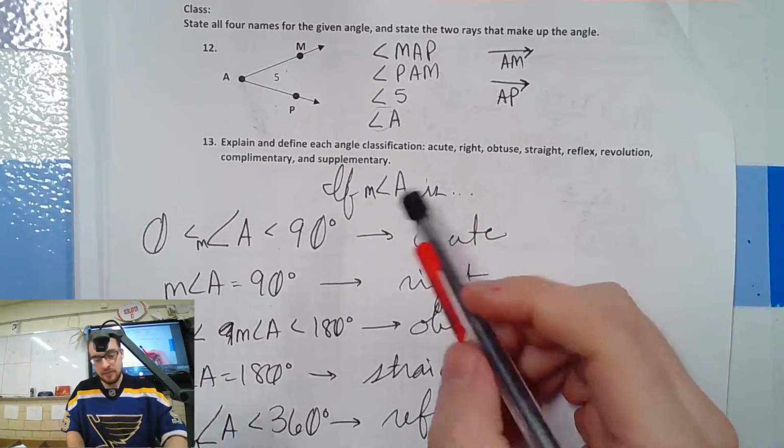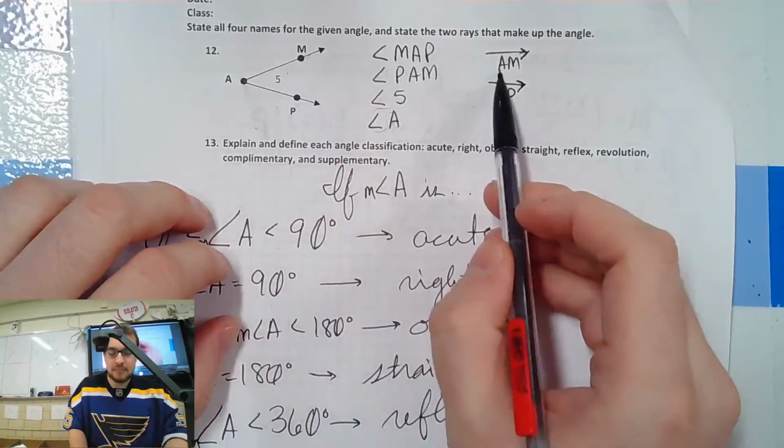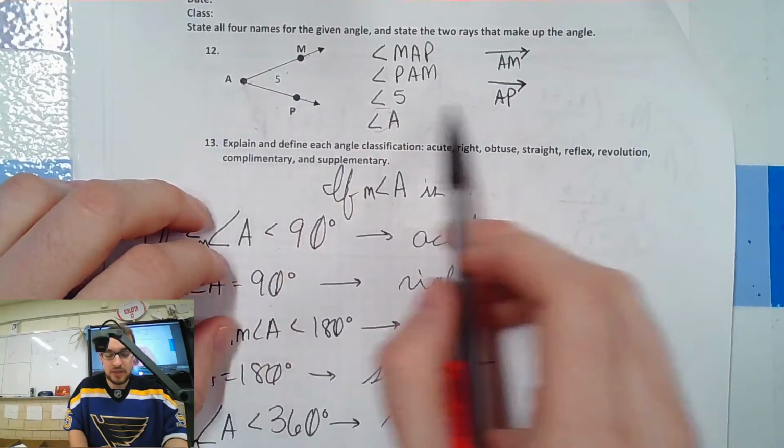Name the rays. Here's a ray, AM, A going to M. Direction matters. A going to P. Direction matters.